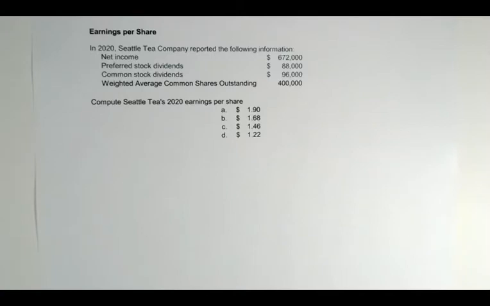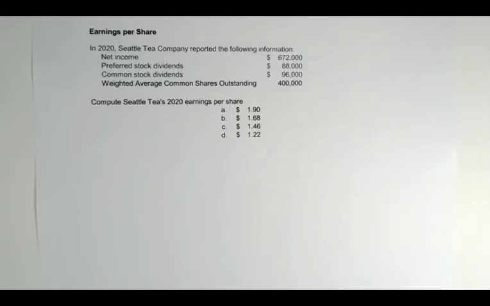So we have a multiple choice question that says in 2020, Seattle Tea Company reported the following information. We had net income of $672,000, preferred stock dividends of $88,000, common stock dividends of $96,000, and the weighted average common shares outstanding is 400,000. Compute Seattle Tea's 2020 earnings per share.